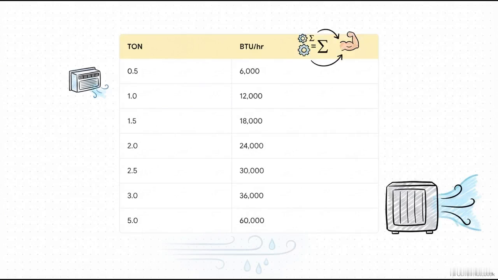It's easy to see how a tiny half-ton window unit handles 6,000 BTUs, while a massive 5-ton residential system easily crushes 60,000. When an HVAC tech tells you that you need a 3-ton unit, they are mentally running these exact thermal equations in their head to ensure the machine has enough thermal muscle to satisfy all the CFM and latent heat variables we've been talking about.